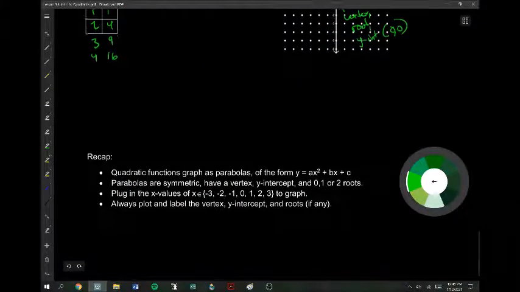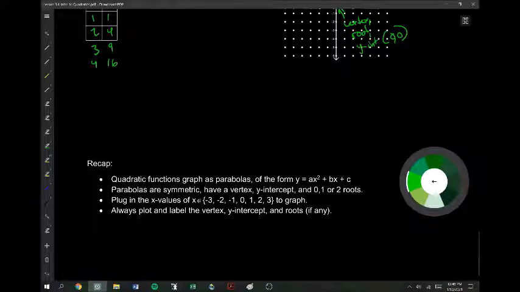Okay. Quadratic functions graph as parabolas of the form y equals ax squared plus bx plus c. Parabolas are symmetric, and they have a vertex, a y-intercept, and can have 0, 1, or 2 roots. Plug in the numbers negative 3 to 3, although we were just doing negative 2 to 2. Plug in the numbers negative 2 to 2 to graph. Always plot and label the vertex, y-intercept, and roots if there are any.